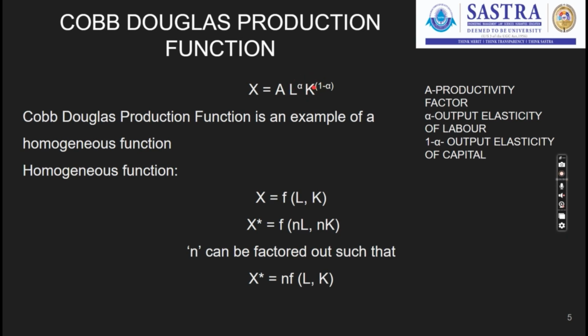So what is output elasticity? Output elasticity is the amount of output that is produced with respect to the amount of input that is given. We also know that Cobb-Douglas function is an example of a homogeneous function. So now what is a homogeneous function? A homogeneous function is when the inputs of the function are multiplied by an n. This n can be factored out in such a way that the new function is n times the old function.